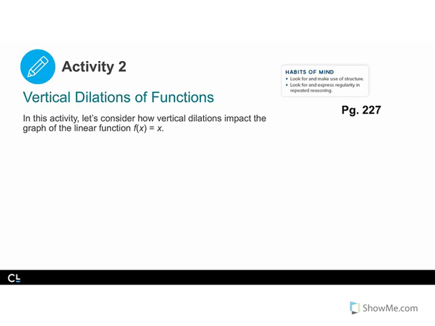Okay, just a reminder, we're still on page 227. It says that vertical dilations of functions impact the graph of the linear function f of x equals x. Remember, they call this the basic function.